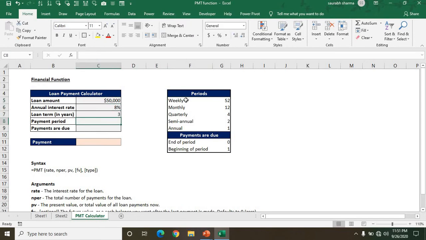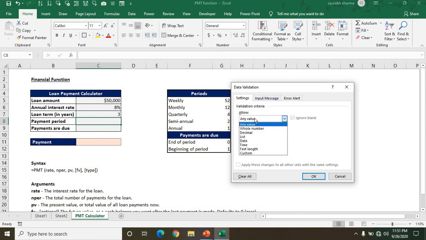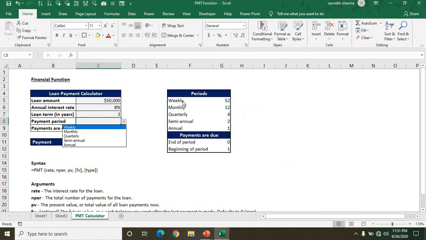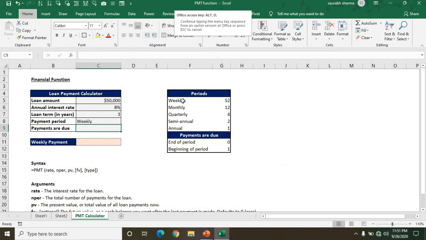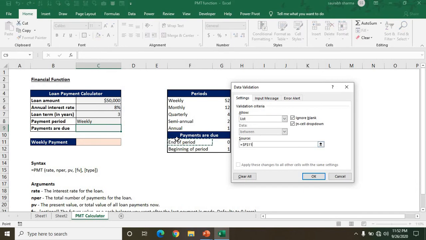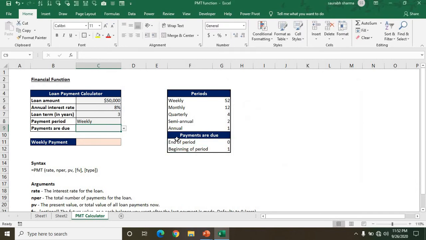So I'm selecting data validation, then list. In the list, I'm selecting all the items from here. Now see here, we have the list. And the same for payments due. List. Now see here, we have the end of the period and the beginning of the period.